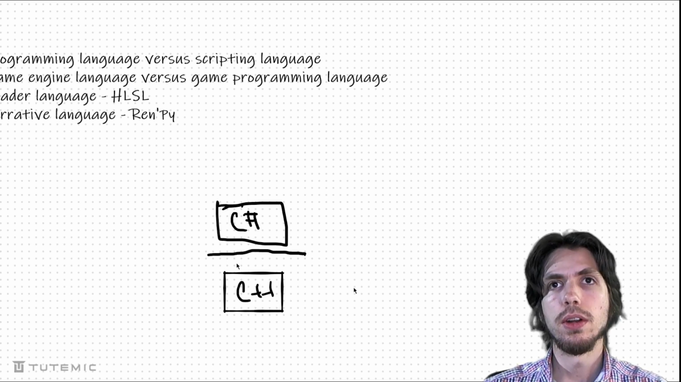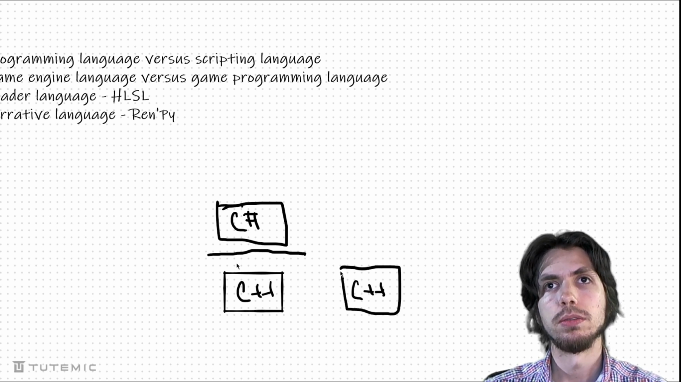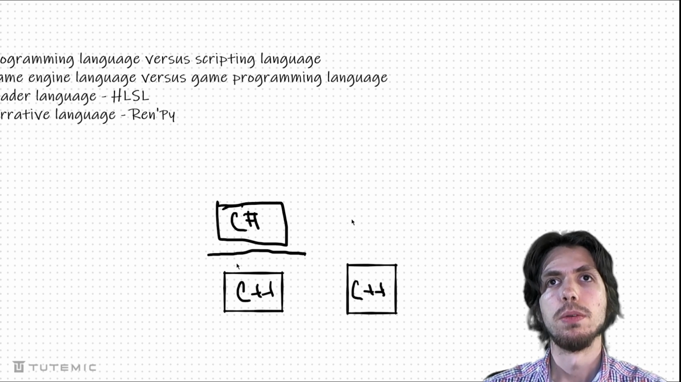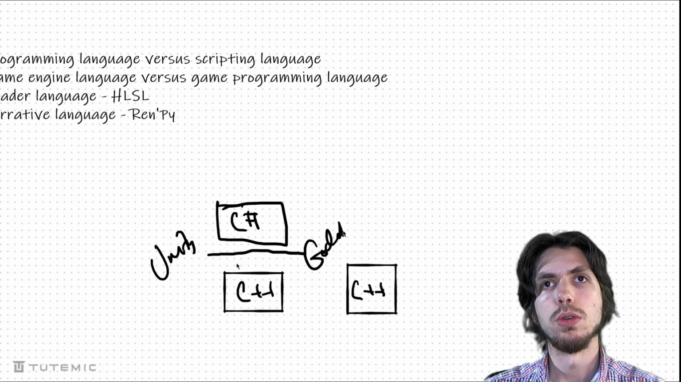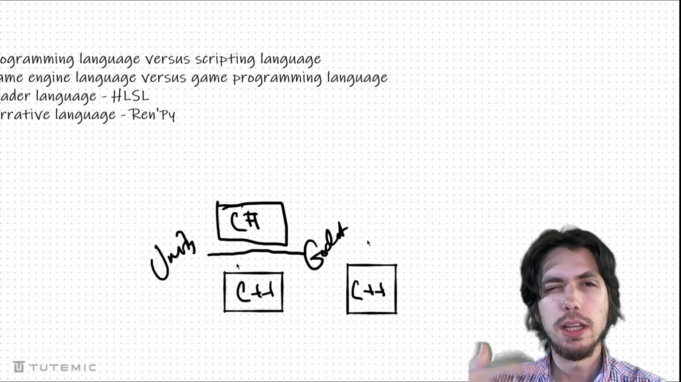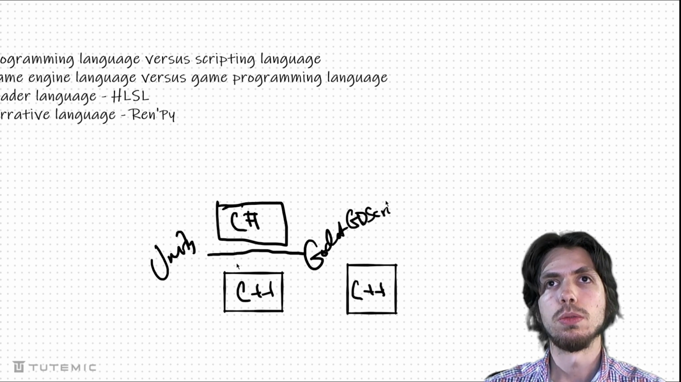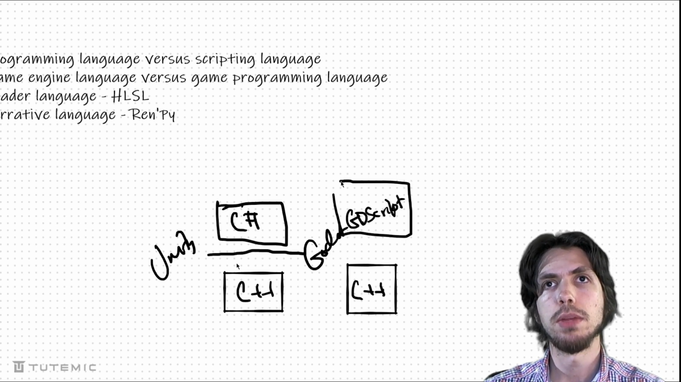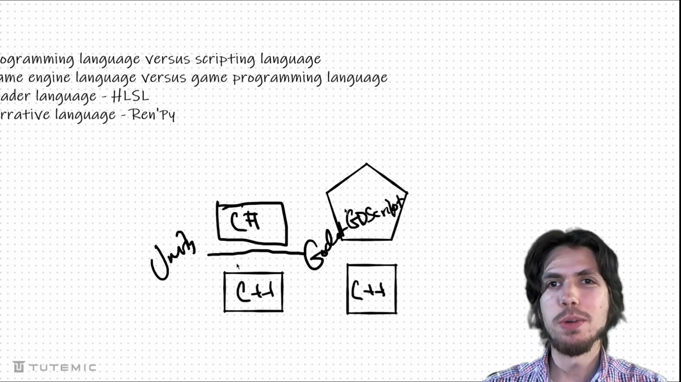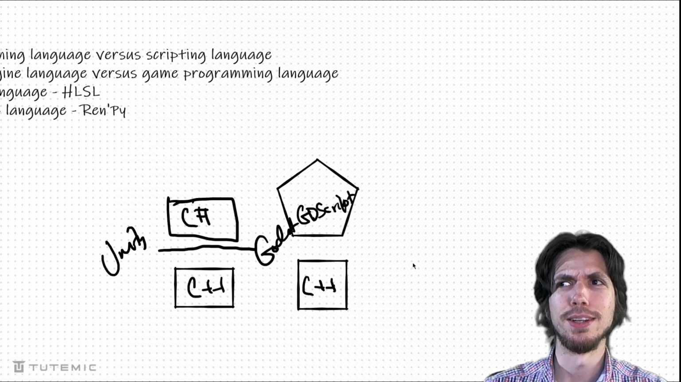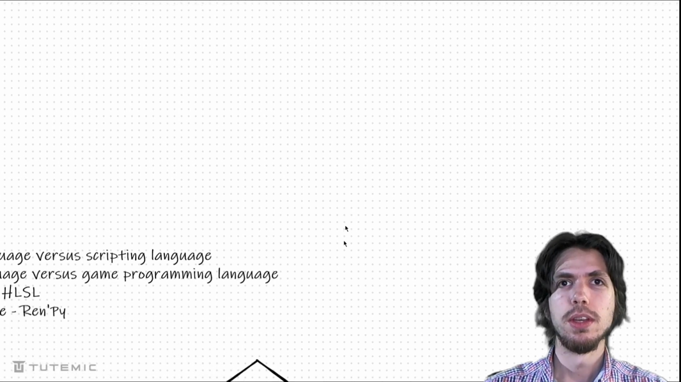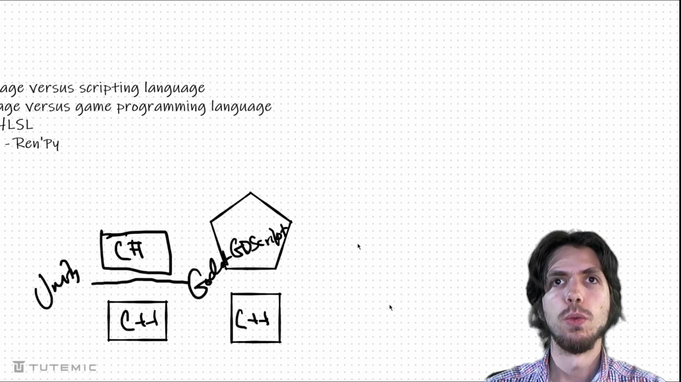So there are other game engines. For example, another game engine written in C++ might be something like Godot. So I'm going to say this is Unity, and then this might be Godot. And then on top of that would be GDScript. That would be the scripting layer, or actually, Godot always likes to do things differently. It's going to be GDScript, or maybe even visual script, depending on what you want to choose.